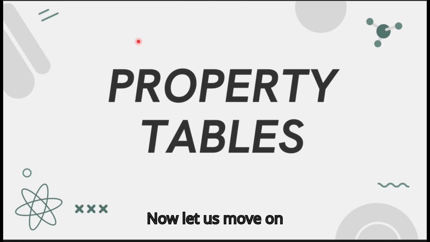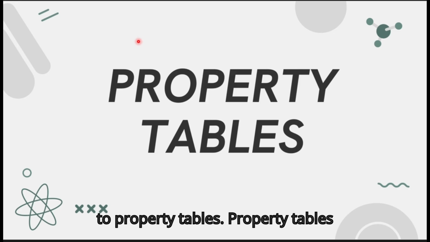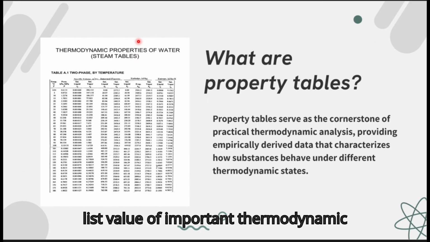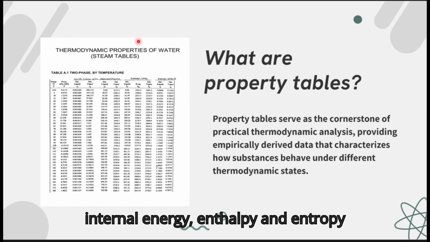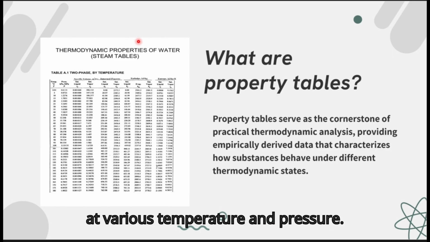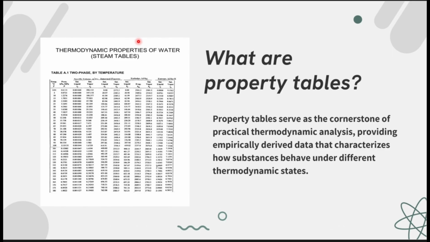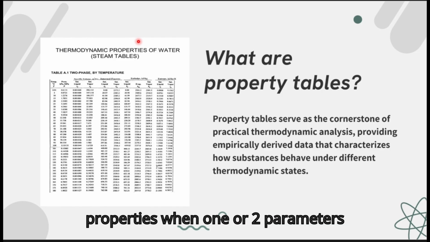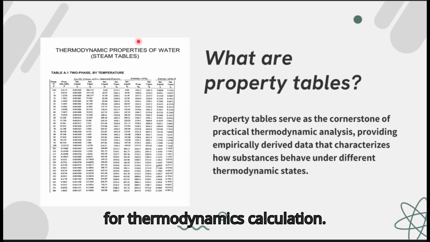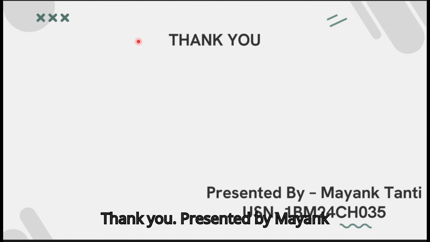Now, let us move on to property tables. Property tables list values of important thermodynamic properties such as specific volume, internal energy, enthalpy, and entropy at various temperature and pressure. This table helps in finding unknown properties when one or two parameters are given, making them an essential tool for thermodynamics calculation. Thank you.